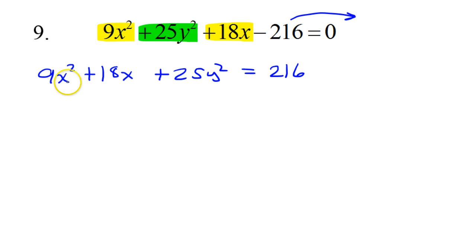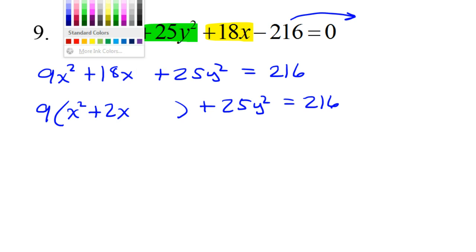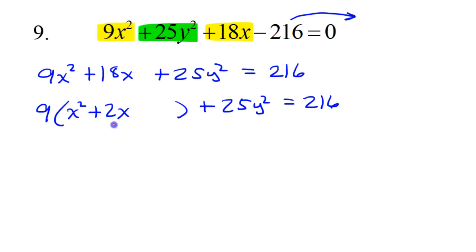This 9 needs to be factored outside of parentheses. So I will have 9 and then x squared plus 2x, leave space to complete the square, and then I will have plus 25y squared. When you just have a single term, there's no need to complete the square. It's already a perfect square. But for the x terms, I will need to complete the square.